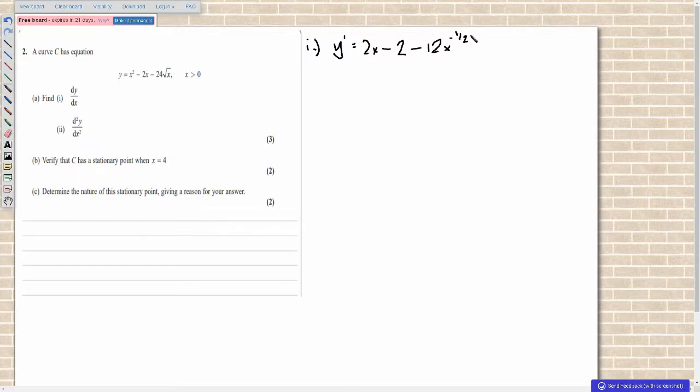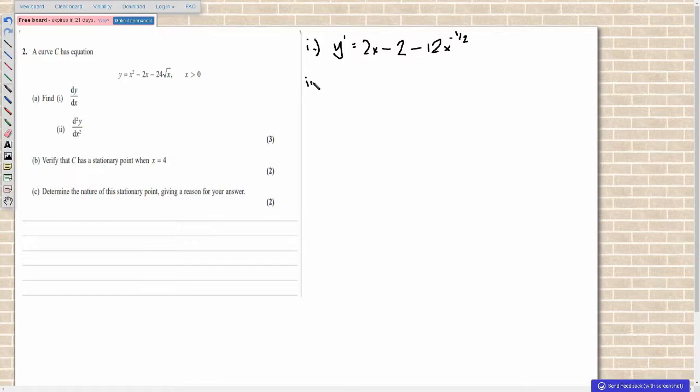Now remember, you've got your calculator for this, so don't worry about doing these powers off the top of your head. Use your calculators, guys. That's what they're there for. So that's your first derivative, and that's what you're aiming for: 2x minus 2 minus 12x to the minus a half. You can rewrite this if you want, but both methods are acceptable.